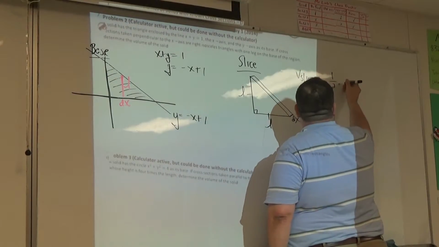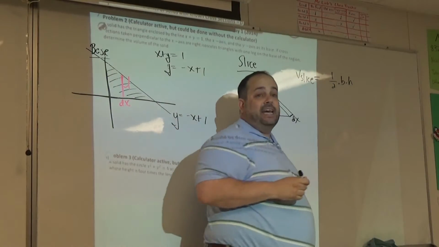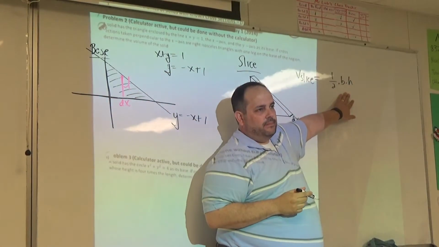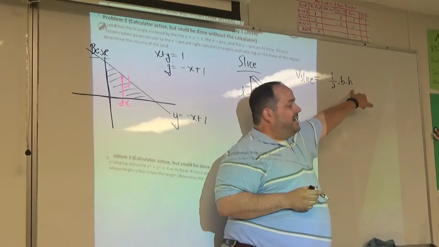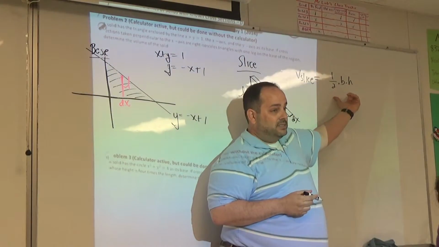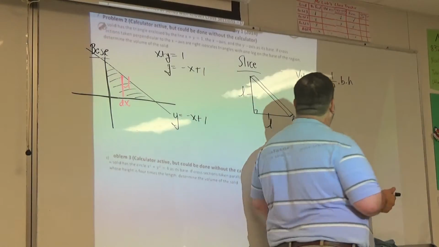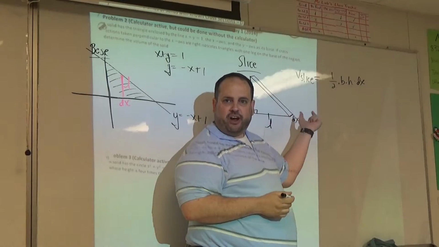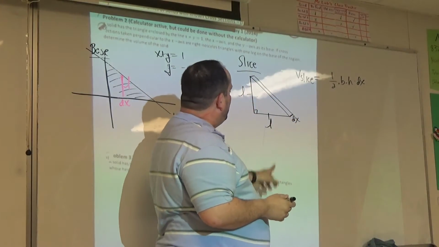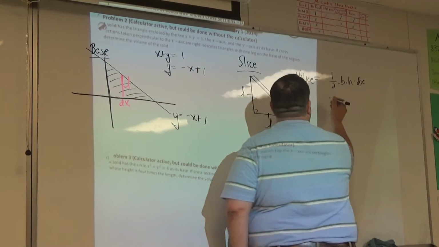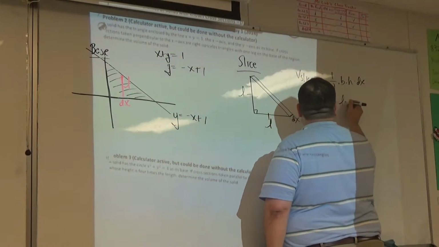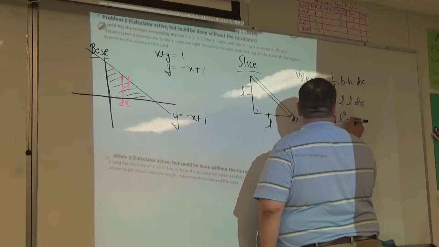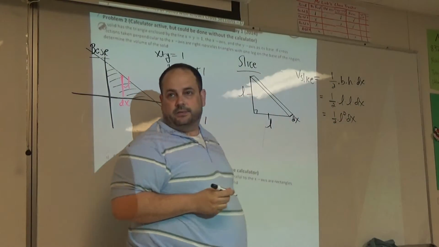All right, I've heard it from enough folks now. 1/2 base times height. But for those of you that are like, oh yeah, that's it, no, that's not it. 1/2 base times height is not volume. This is area. If I want to get to volume, I need to then multiply by the thickness, right? It's a triangle with some thickness. But I'm not using B and H. It's 1/2 of L dx. Of course, if you want to make it prettier, 1/2 L squared dx.